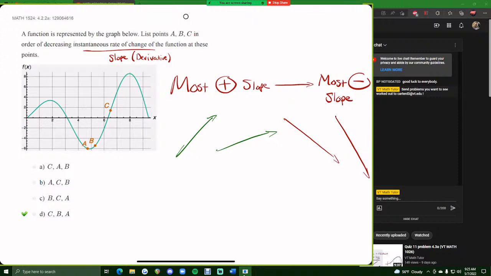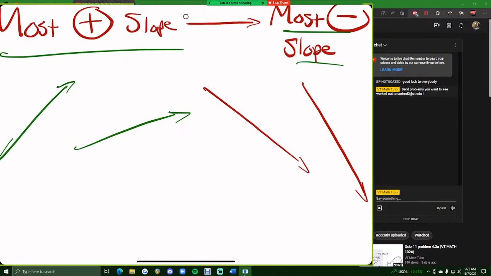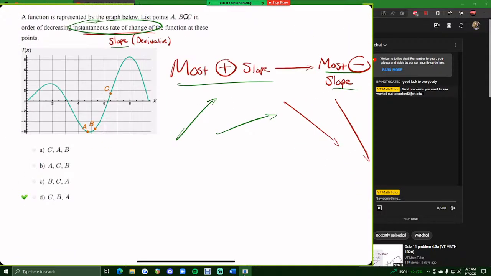In this problem, they ask us to list A, B, and C in order of decreasing instantaneous rate of change. Anytime you see the phrase instantaneous rate of change, all it means is derivative, or even easier, the slope of the function. They're asking us to order these in decreasing slope order, so from most positive to most negative slope. So I kind of arrange what that essentially looks like here, most positive to most negative.